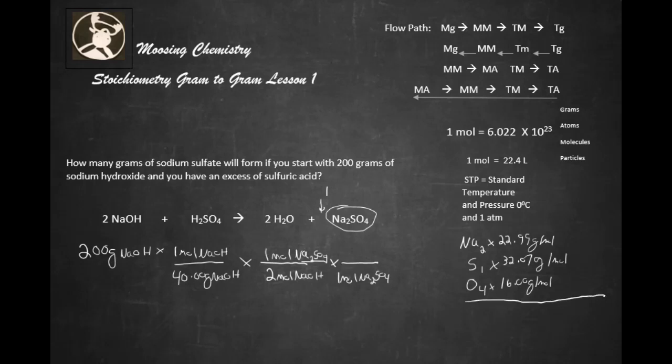All right, so when we add all that up, we get 142.05 grams per mole. So we're going to put that right up here. Now, this cancels that, that cancels that, and so on, and that gives us a grand total of 355.12 grams of sodium sulfate.